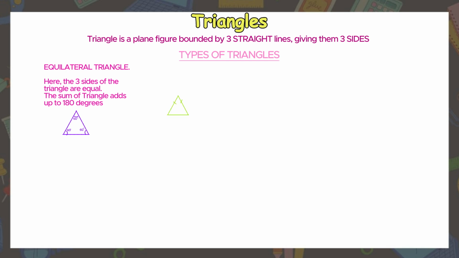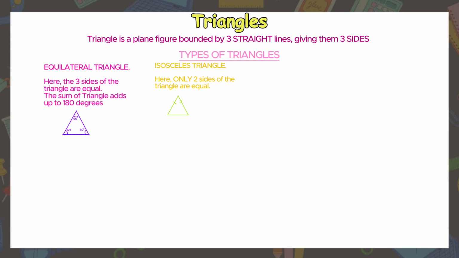Then the second type of triangle is what we call the isosceles triangle. An isosceles triangle is a type of triangle in which two sides are equal. This side is equal to this side. Two sides are equal in an isosceles triangle.